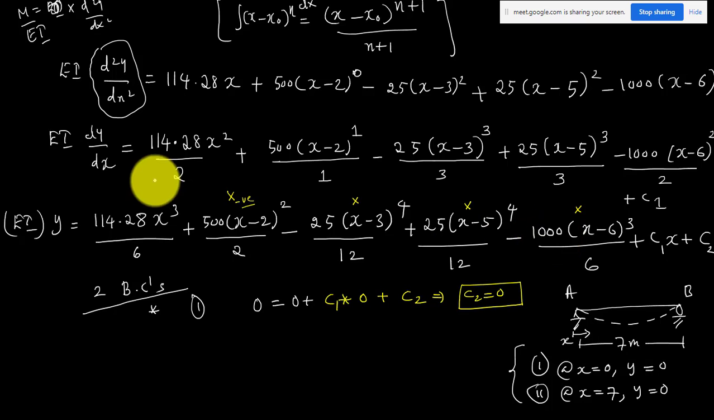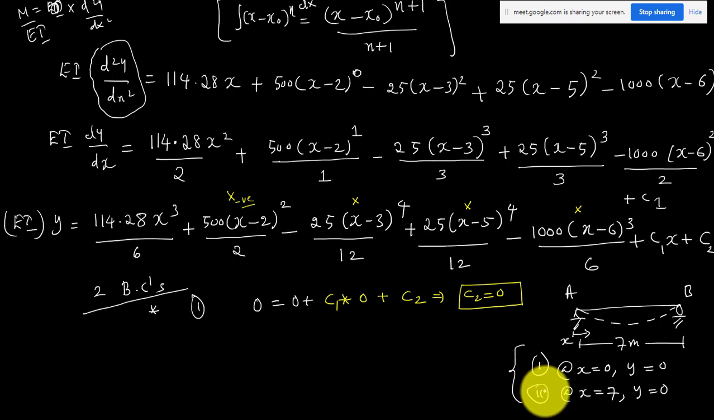So why are we not considering this term? Because this load effect will not come at this point A. At the support A, at that section, these terms will not be there for the moment. That is why we are not taking these values while solving it. So now I got the value of C2.